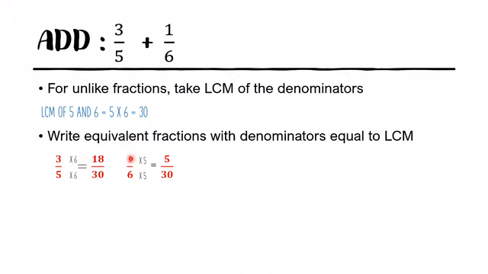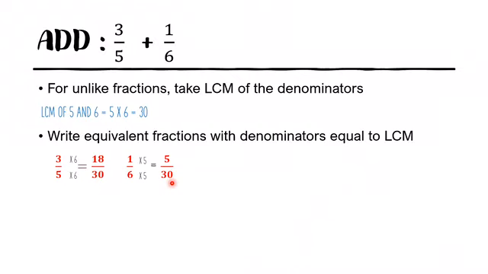Secondly, for the next fraction 1/6, we see what shall we multiply to 6 to make it 30. Okay, because our concern is to make the denominator equal to its LCM by finding its equivalent fraction. So we multiply 6 with 5 and same has to be multiplied to the numerator, 1 into 5, getting us an equivalent fraction of 5/30. Now what has happened, students? 3 by 5 has turned to 18 by 30, 1 by 6 has turned to 5 by 30, getting us a pair of like fractions.